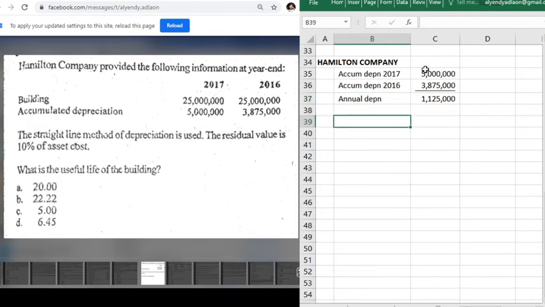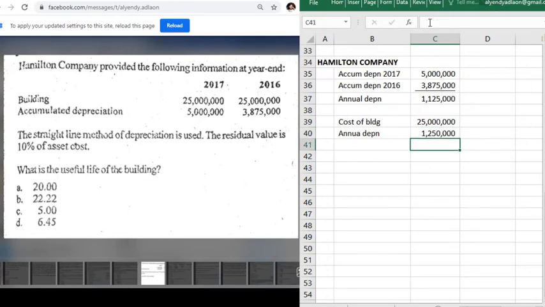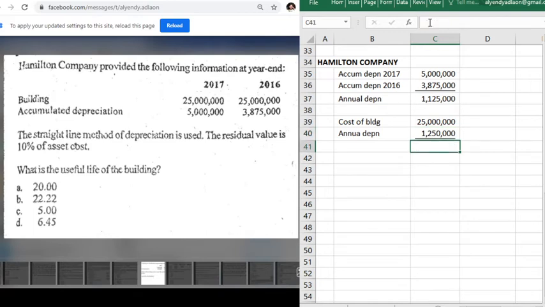So by this time, if the total cost of the building is 25 million, and every year you are to depreciate it for 1,125,000, how many years is the useful life of the asset? So the cost of the building divided by the annual depreciation, therefore we have to depreciate it for 20 years. Okay, for this problem the useful life is 20 years.